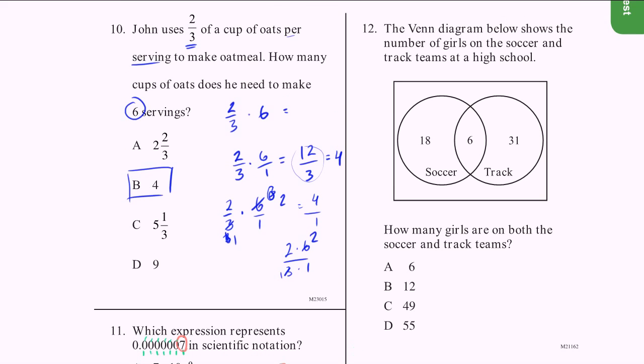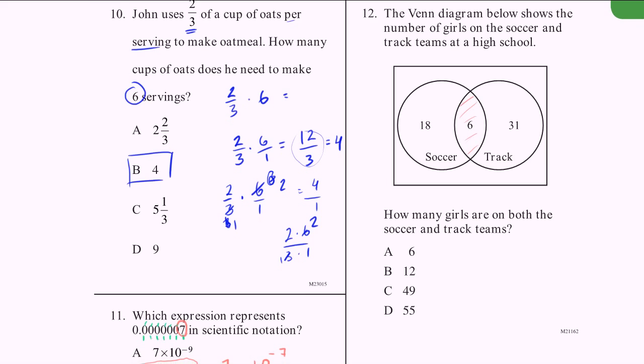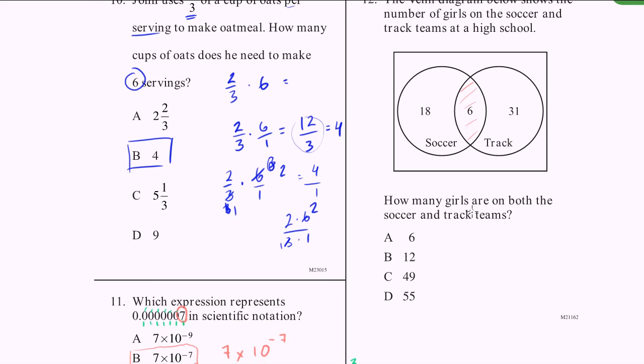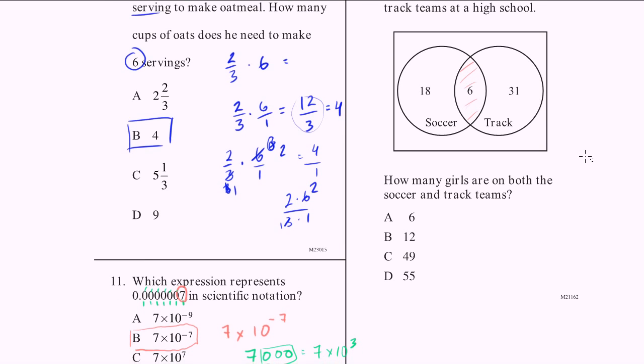Next problem. The Venn diagram below shows the number of girls on the soccer and track team at a high school. So this is the soccer team, this is the track team. And right here, this is the girls who are on both the soccer and the track team. How many girls are on both the soccer and the track teams? Well, I kind of jumped the gun. They're telling us the answer right there.